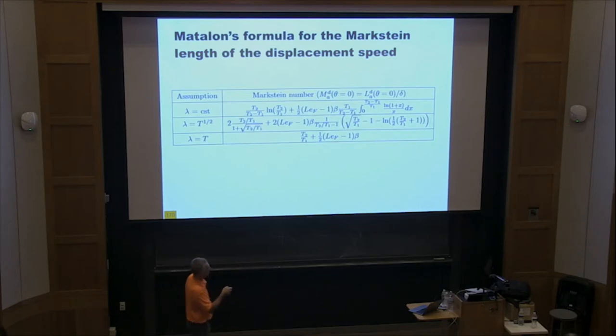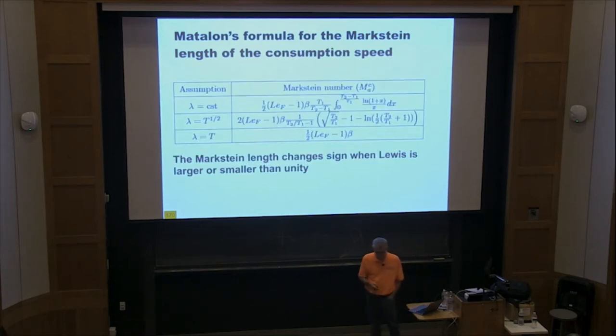For the displacement speed, there is one Markstein length depending on what you assume for the diffusivity. You will see that also with Moshe. Every time you change the model for the diffusivity, you change the results. Again, I don't like displacement speed too much. Moshe will talk to you about that. I'd like to work with consumption speed.